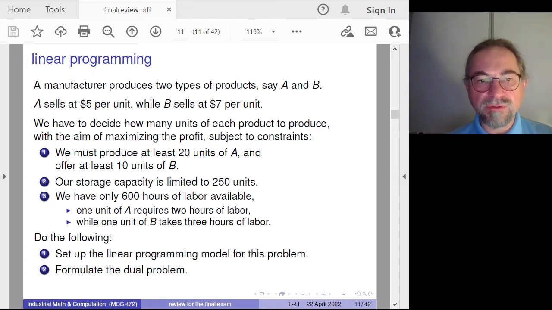Then we are limited by our storage capacity. Also labor. B is more profitable, however it takes more labor to produce, and we have only 600 hours of labor available. So this is the story. So what's the question now? How many units of type A and how many units of type B will you produce to maximize the profit? That will be the primal model for this production planning problem. The dual problem will look at the cost side. It will try to minimize the costs.